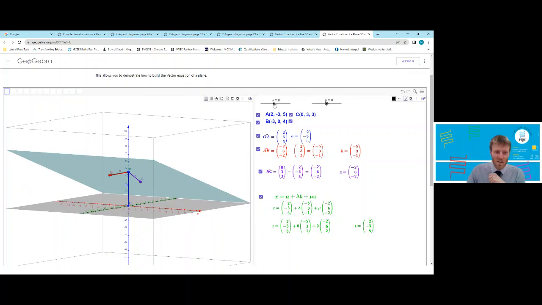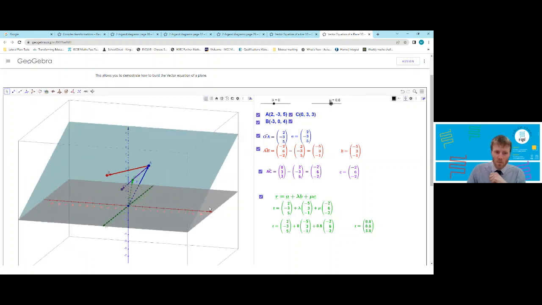Let's see what happens now. So if I move lambda now, you can kind of see it's moving along arrow B, so it's moving in the direction of vector B. If I bring that back to 0, if I move the other one, it should move it along in the direction of vector C. So this is now it moving along in the direction of vector C.